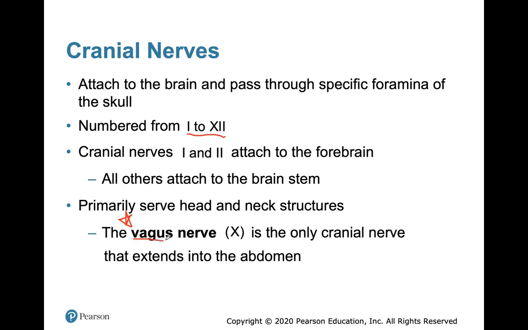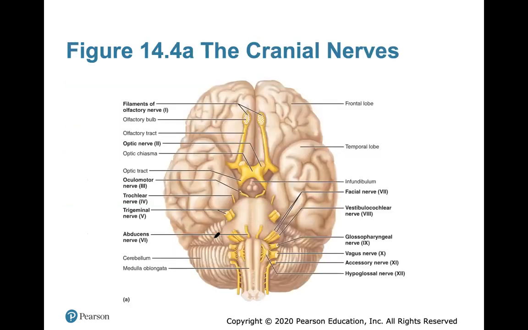The vagus nerve is the only cranial nerve that extends into the abdomen. The other cranial nerves that come from the brain and spinal cord all will go to areas of the face and neck. So here are the cranial nerves, and they're all in bold.